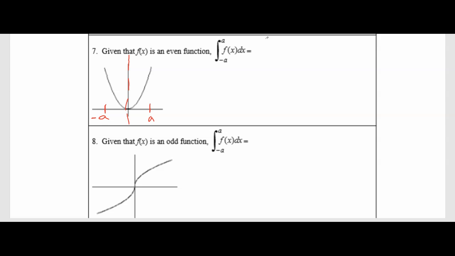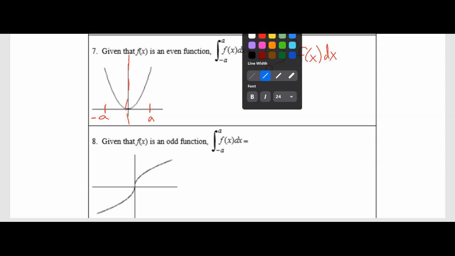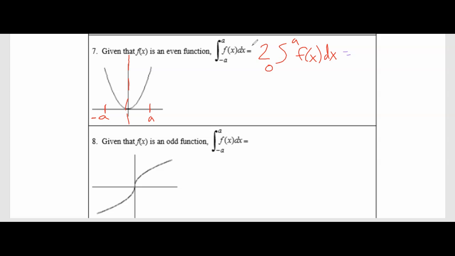So two ways we could do this. This is equal to 2 times the integral from 0 to a of f of x dx, or that's equal to 2 times the integral from negative a to 0 of f of x dx.